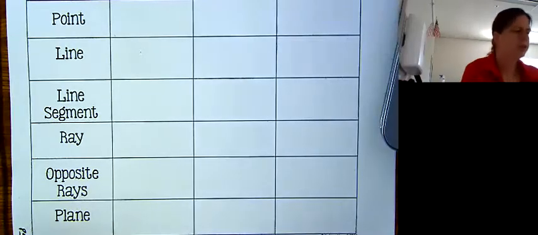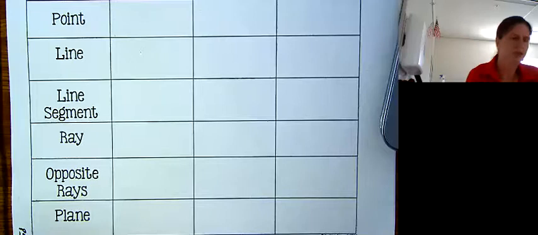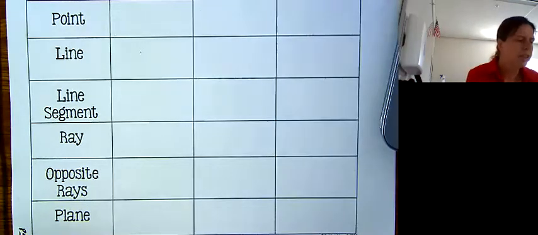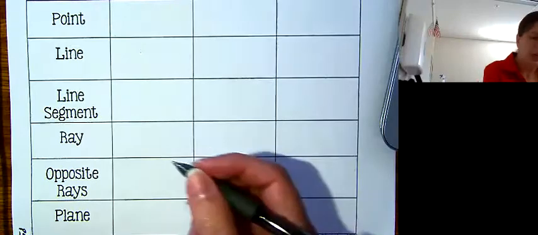So these are the notes for section 1.1. First we're going to do a lot of the basic vocabulary, because that's what chapter 1 is, the basics of geometry. So the first section is the vocabulary part.